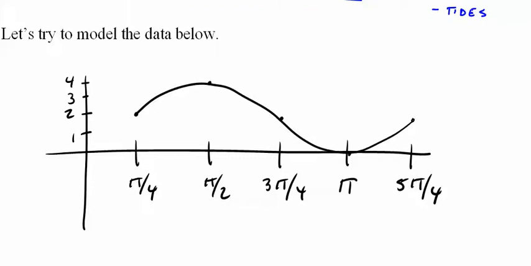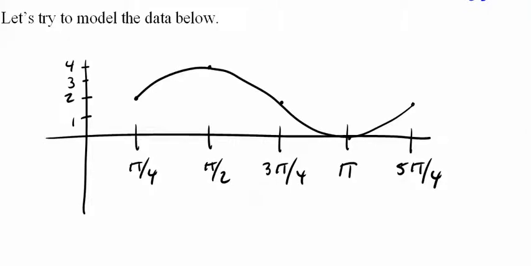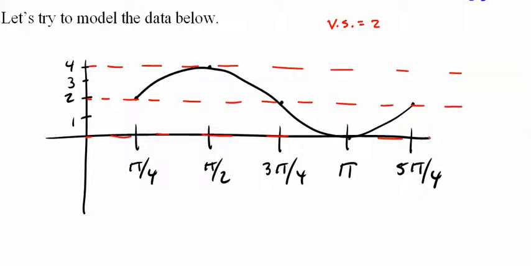We've got this beautiful looking model here. And we look and we say, the middle is right about there. So that tells us our vertical shift is 2. And it goes up as high as 4 and as low as 0. It tells us our amplitude is 2.